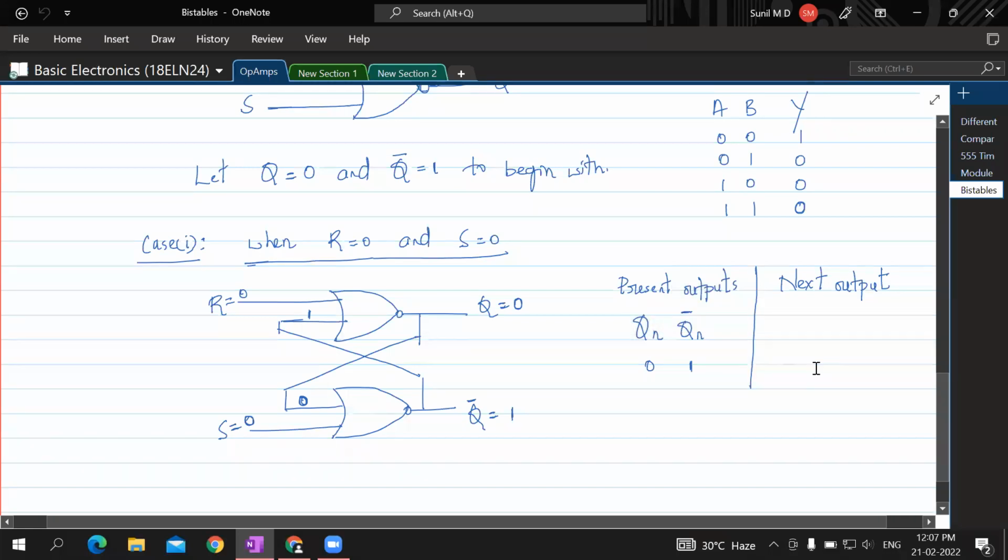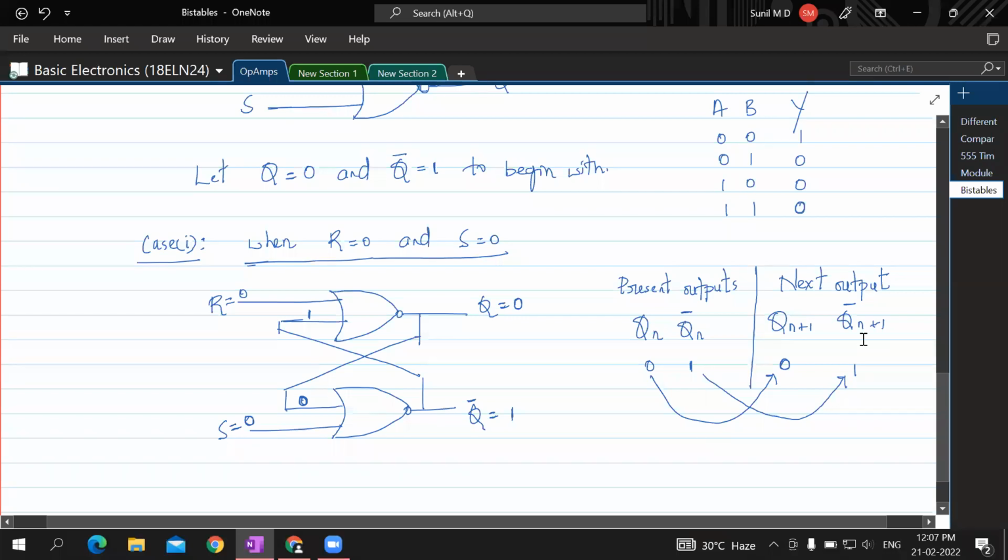Qn plus 1. Very good. So Qn plus 1 would be the next state of Qn. That would also remain the same. Similarly, Qn plus 1 bar would be 1. That means Q remained 0 and this 1 remained 1.